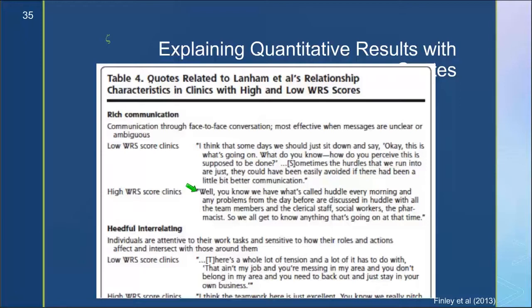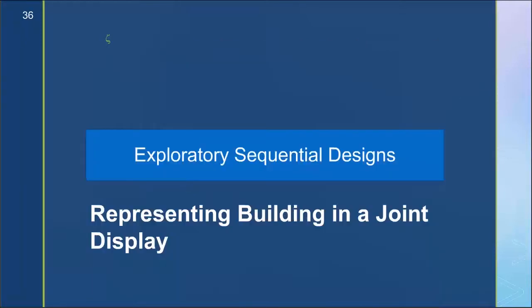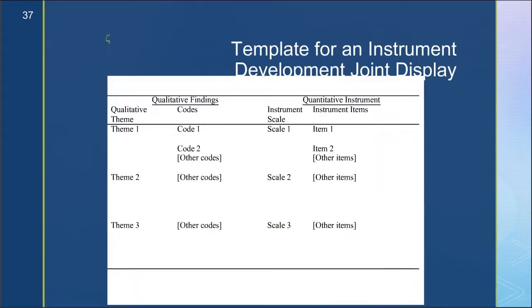But this might be an example you would look at if you have an explanatory sequential study and are thinking about a joint display. For exploratory sequential designs, we think of representing building integration in a joint display. And here's just a basic template to think about building integration.